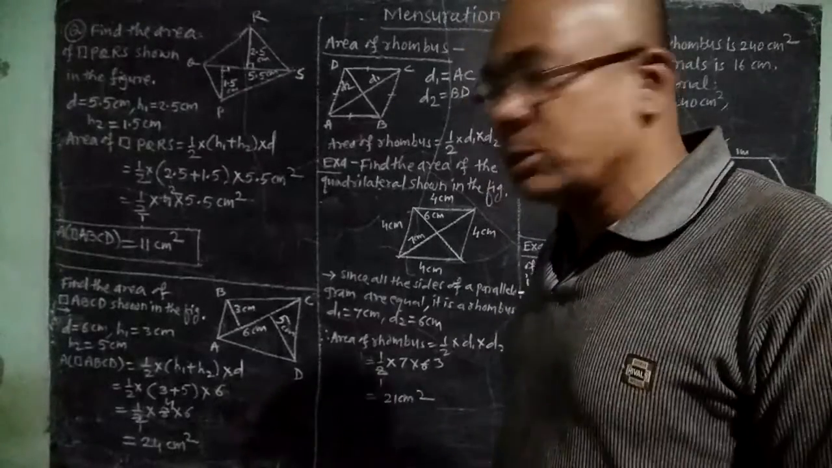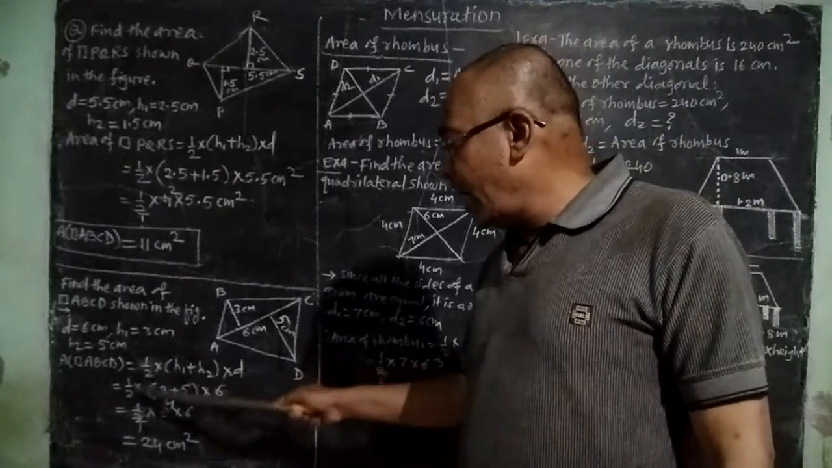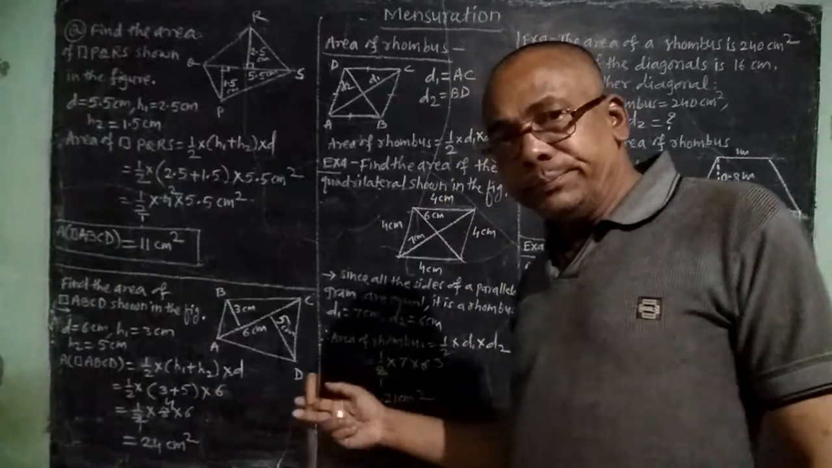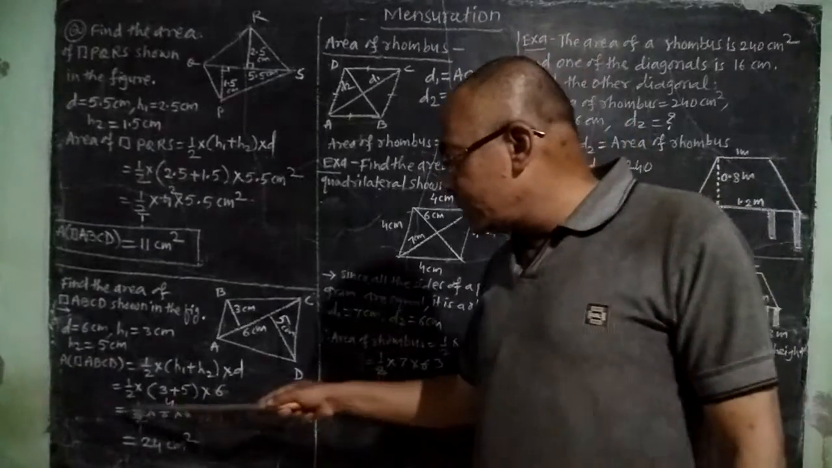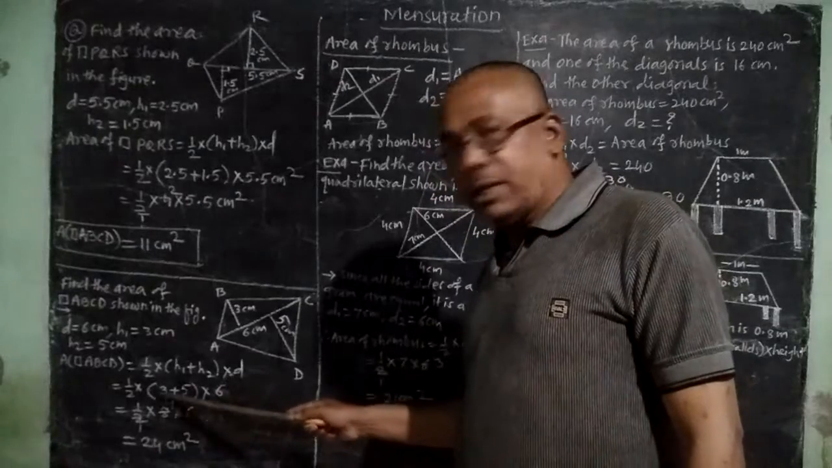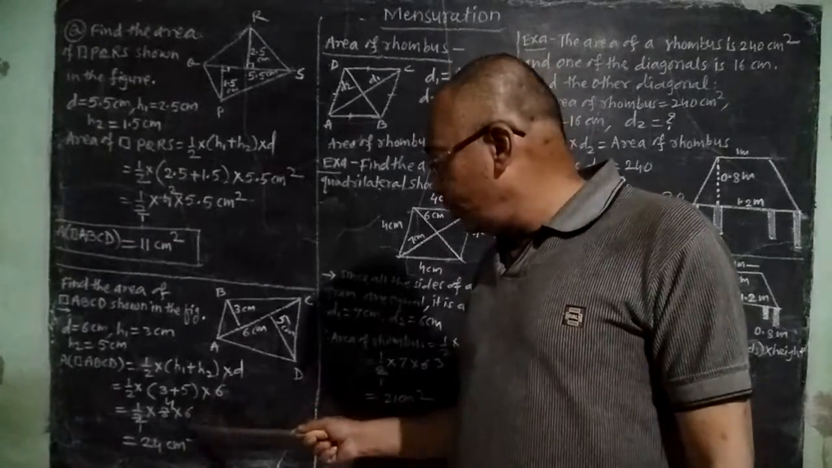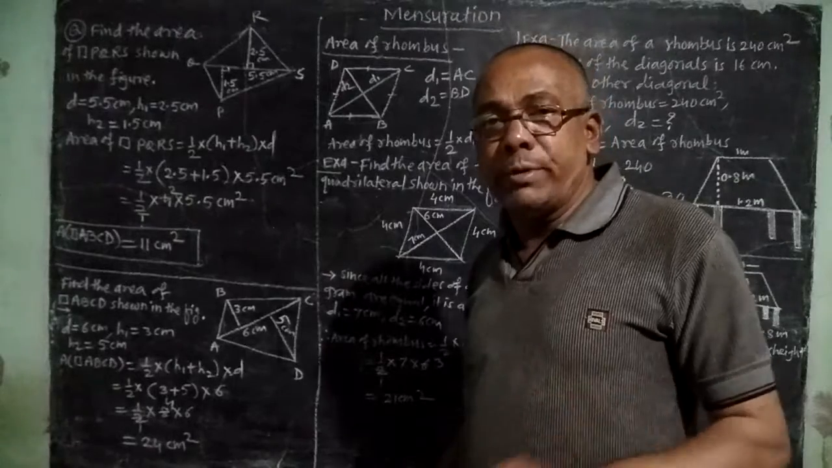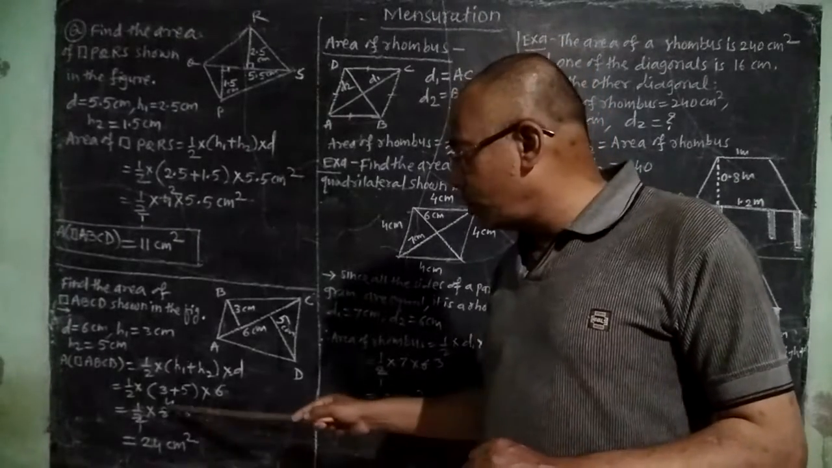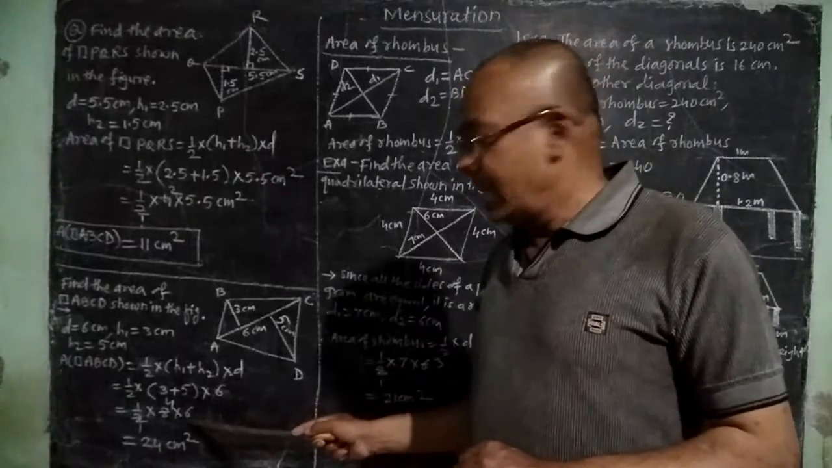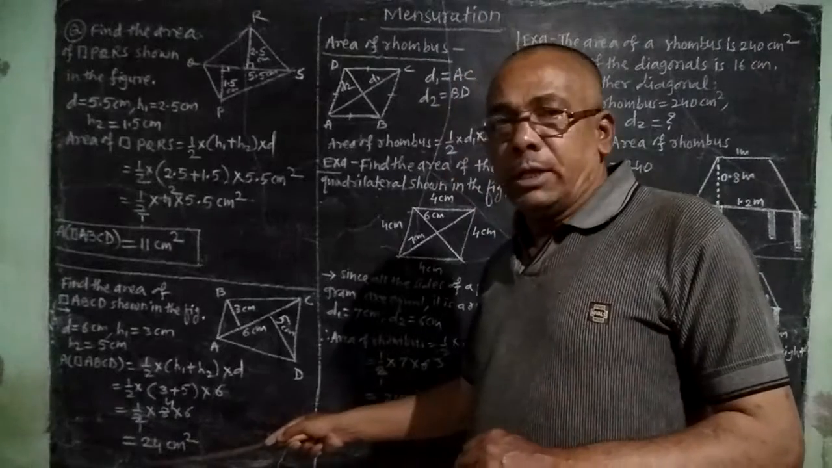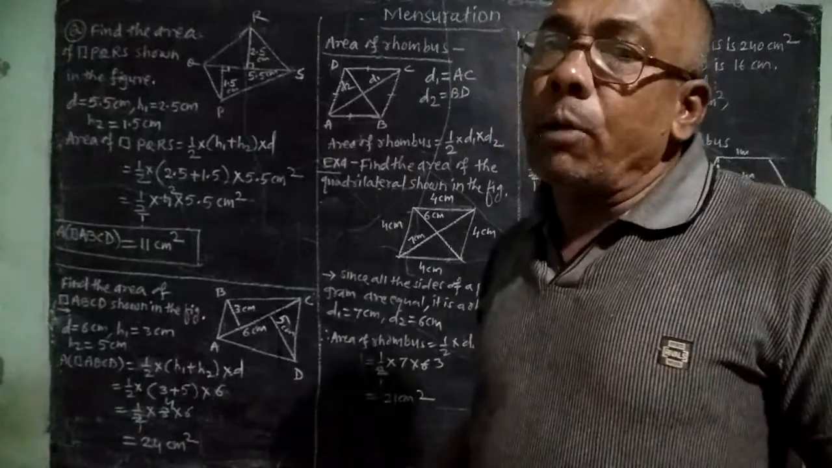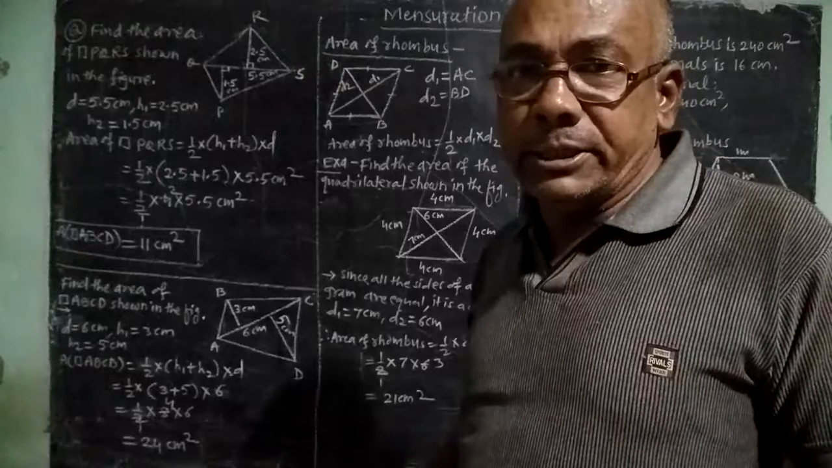Now substituting the corresponding values, we get 1/2 into (3 plus 5) into 6. So that is equal to 1/2 into 8, 3 plus 5 is 8, into 6. Again we have to divide 8 by 2. We will get the reduction, that is 4 into 6, and 4 sixes are 24. So 24 centimeter square is the area of that quadrilateral ABCD.